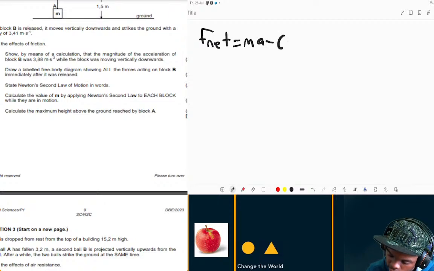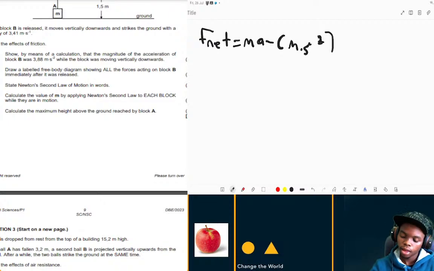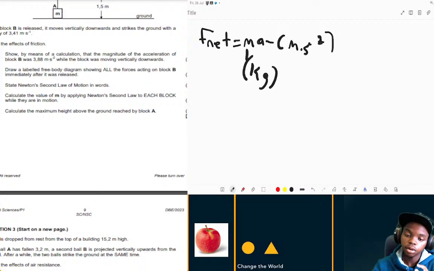And this acceleration is calculated in meters per second squared, right? And the mass is calculated in kilograms. Now guys, also be careful when you calculate this, because sometimes they may try to trick you and give you a mass in grams. Just know that you have to convert it to kilograms before you use it in calculations. You don't use a mass that's in grams when you are doing Newton's laws calculations. You use it in kilograms. So if they happen to give you a mass in grams, you immediately convert it to kilograms before you use it in your calculations.